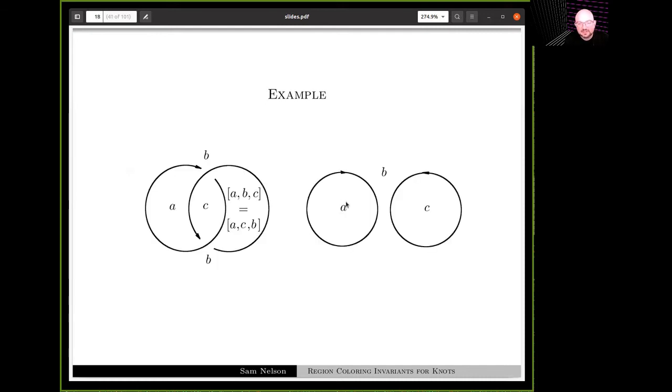If we look at labeling the different regions over here on the right for the unlink of two components, there are three regions. There's the inside of one circle, which we'll call A, the inside of the other circle, which we'll call C, and then the outside region, which I'll call B. For the Hopf link, if I call this region A, the outside region B, and this middle region C, then at this crossing, this region should be labeled tri-bracket of ABC. Going through this crossing, it should be labeled ACB. So in order for the coloring to be valid, we need that ABC should be the same as ACB.